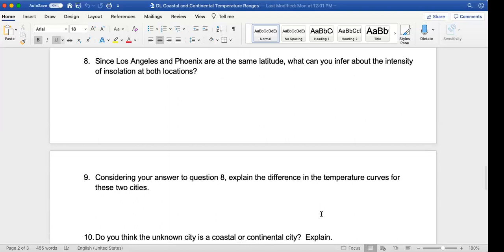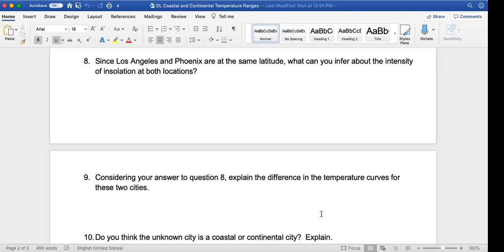Okay, number 8 is a really confusing question. A lot of students get stuck on this one and number 9. So since Los Angeles and Phoenix are at the same latitude, what can you infer or assume about the intensity of insolation at both locations? So intensity means strength of sunlight.